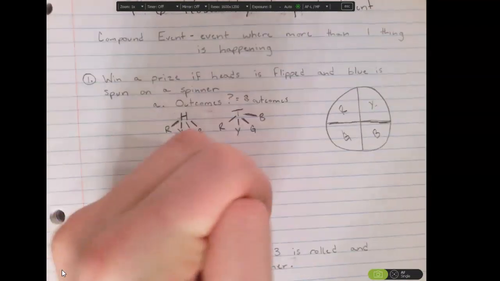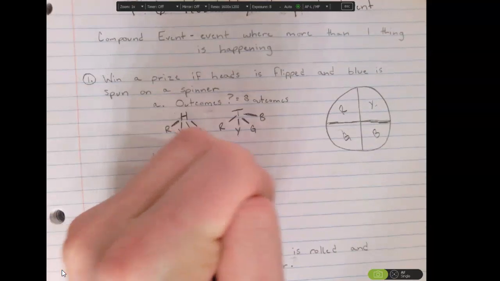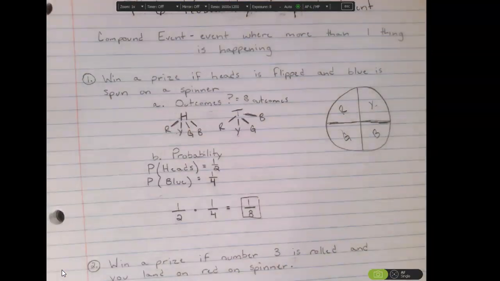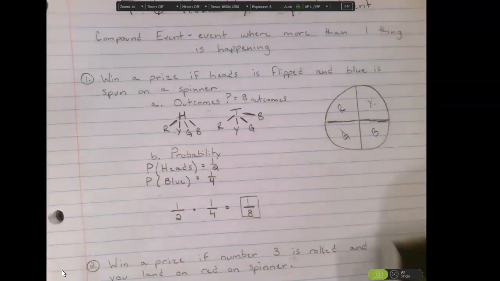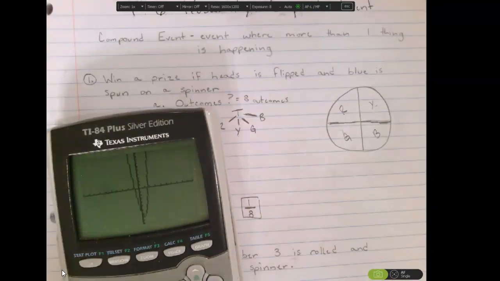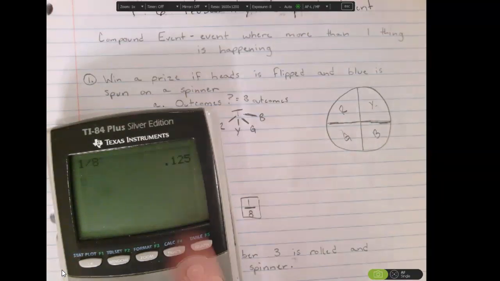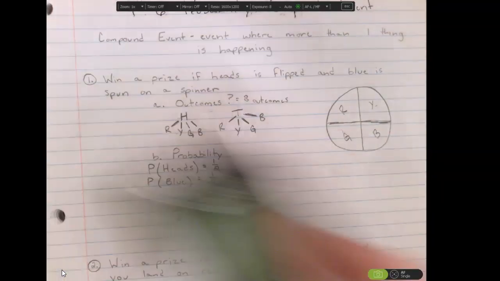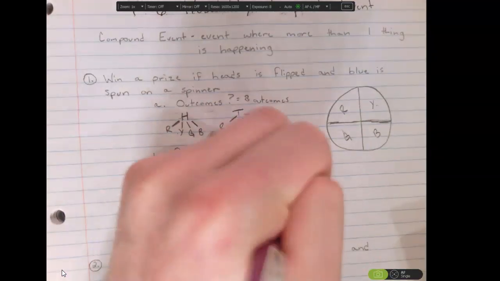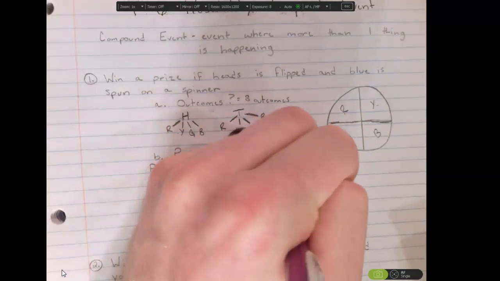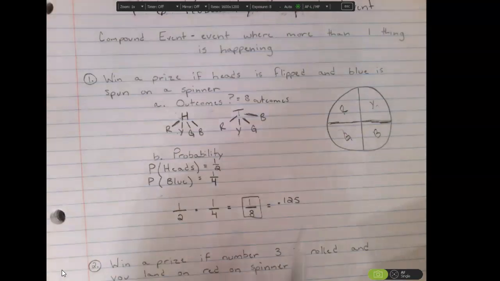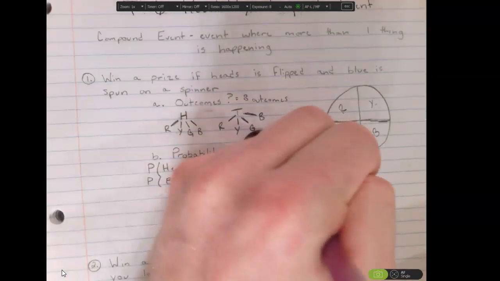And that is going to be my probability. So the probability of this happening is going to be a 1 in 8 chance. We can find the percentage, which I would like for you to do on each of these problems. We take 1 divided by 8. I get 0.125. And if I turn that into percent, move my decimal 2 spots to the right.